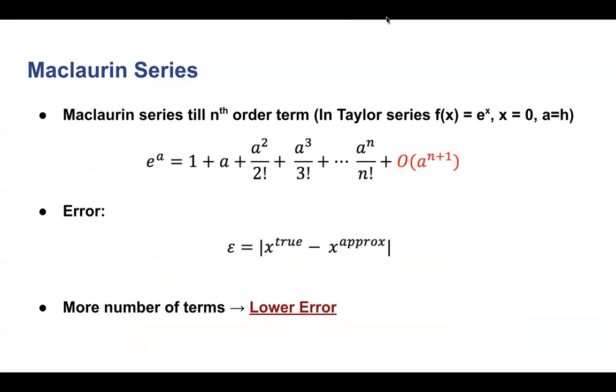So this one can be assumed as A raised to 1 by 1 factorial. Okay. So this is A raised to 2 by 2 factorial and so on.